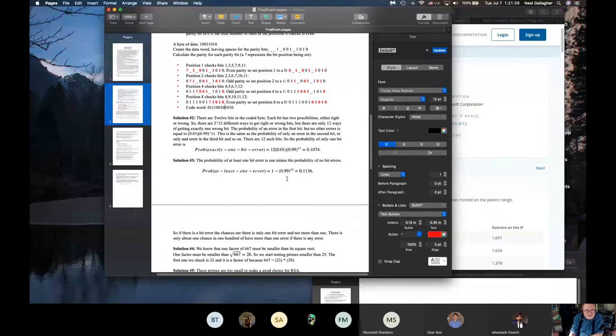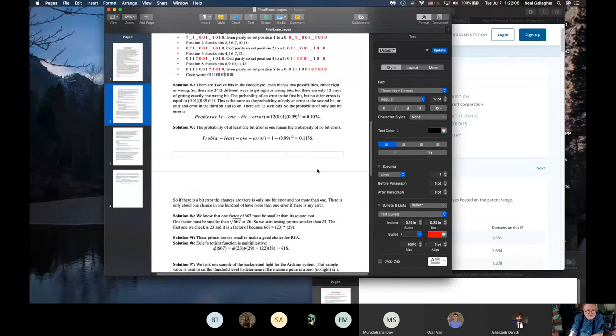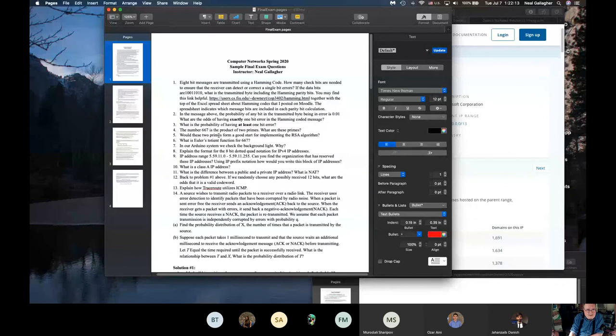0.99 is close to 1. 0.99 squared is close to 1. 0.99 cubed is close to 1. But 0.99 to the 12th, you'd have to put that in your calculator to see how close to 1 that is. So this should give you some idea. Check that solution to see if it's correct. So these are two fairly straightforward probability questions. Let's look at this one.